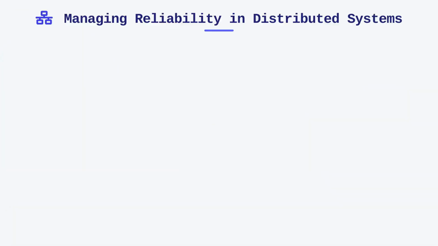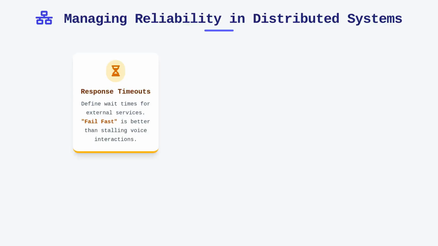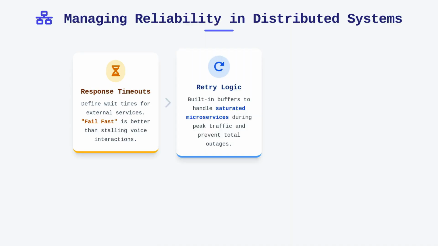Managing reliability in distributed systems involves preparing for the inevitable delays of network latency and service timeouts. Every data action configuration allows you to set specific response timeouts, which define how long the platform will wait for your external service to respond before declaring an error. If an external endpoint takes longer than expected, failing quickly is often better than holding up a voice interaction in a flow. You should also be aware of the built-in retry logic that Genesys Cloud applies to failed network requests.